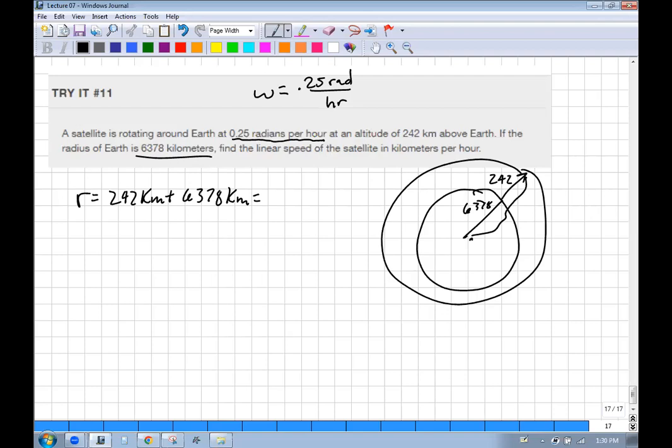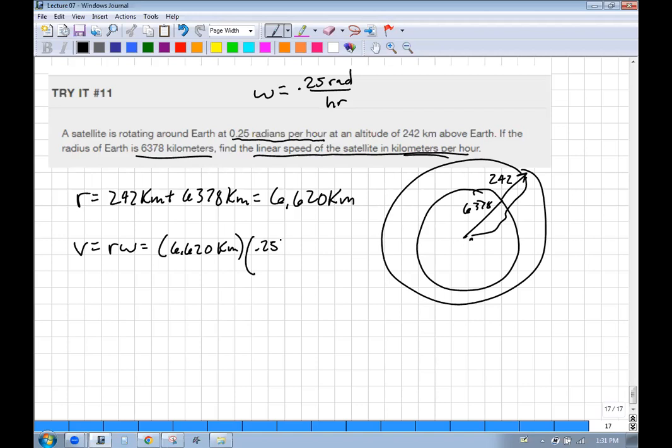All right, 242 plus 6378, it's 6,620 kilometers. So I have a radius, I have omega. Find the linear speed in kilometers per hour. v equals r omega. r is 6620 kilometers, and omega is 0.25 radians per hour. Again, I want a linear speed, so I'm going to throw away the word radians, and this gives me whatever that is. It's some number of kilometers per hour, and that's how you do that problem.